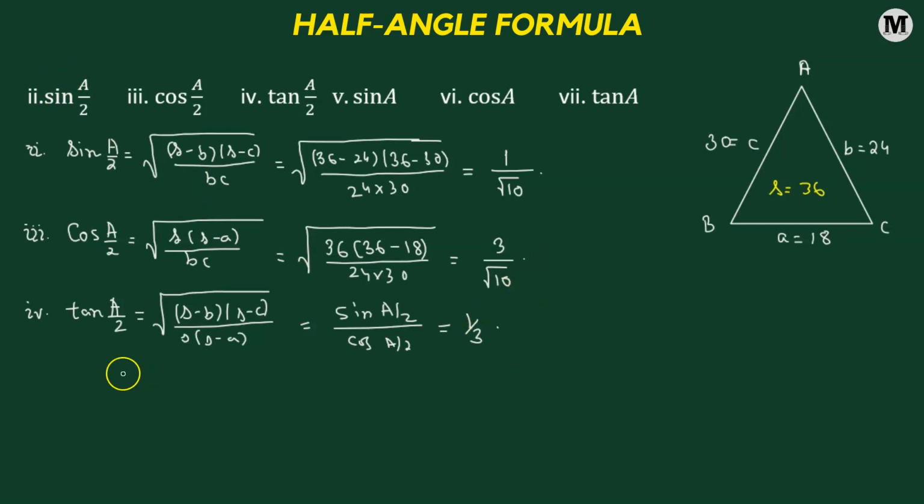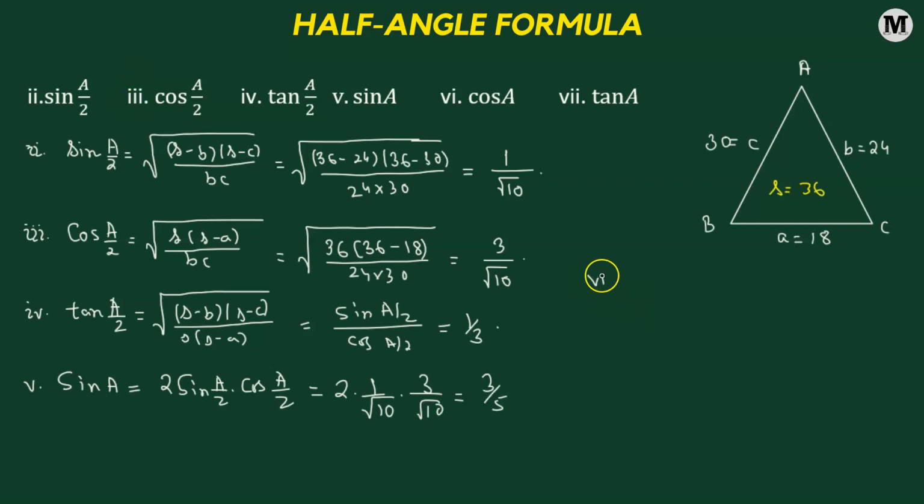Next, let's try to find out the value of sine of angle A. Now, sine of angle A can also be expressed as 2 times sine of A over 2 times cosine of A over 2. We have already computed sine of A over 2 and cosine of A over 2. That is going to give us 2 multiplied by 1 over square root of 10 multiplied by 3 over square root of 10. So this is going to be 6 over 10, or we can say 3 over 5. So that's going to be the value of sine of angle A.